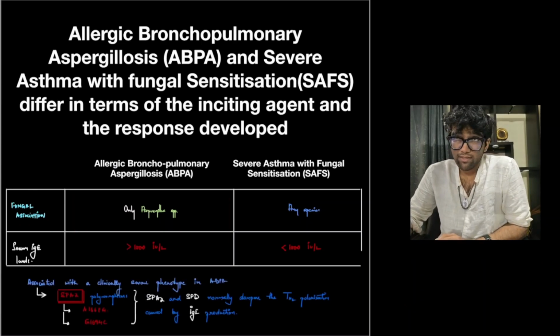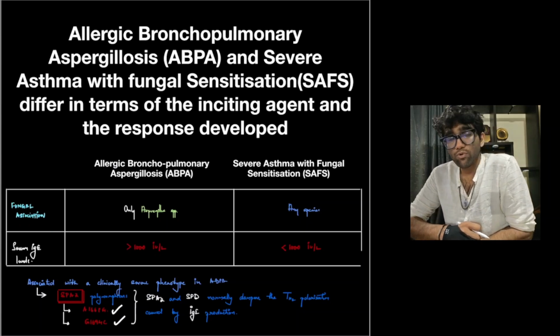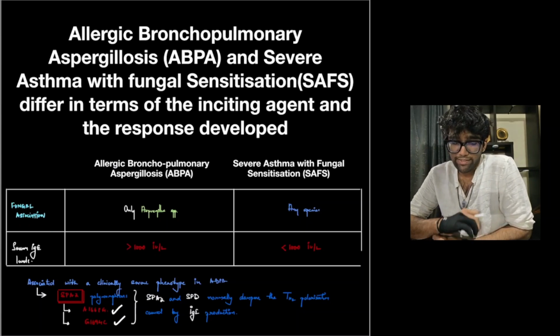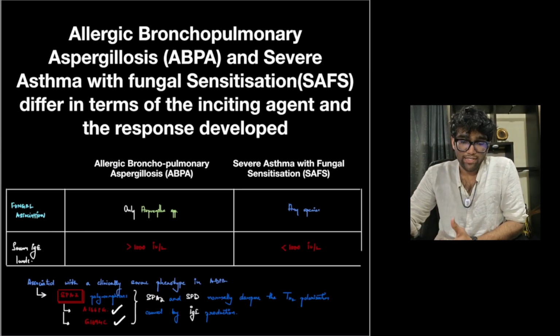There is a genetic association with severe clinical phenotype of ABPA, that is in the surfactant protein A2. So these are the two variants that are associated with worst clinical prognosis, and this is because surfactant protein A2 and surfactant protein D dampen Th2 polarization that is caused by increased IgE production. So that is a point that is given in Harrison. So I just wanted to bring it to your notice.